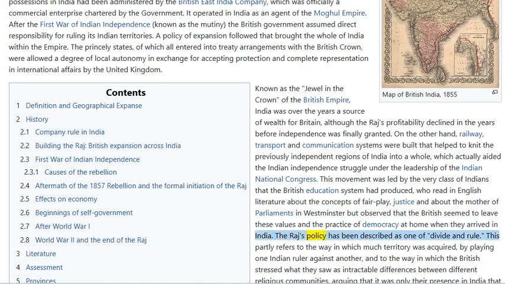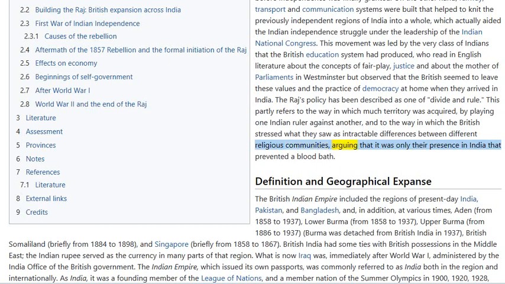The Raj's policy has been described as one of divide and rule. This partly refers to the way in which much territory was acquired, by playing one Indian ruler against another, and to the way in which the British stressed what they saw as intractable differences between different religious communities, arguing that it was only their presence in India that prevented a bloodbath.